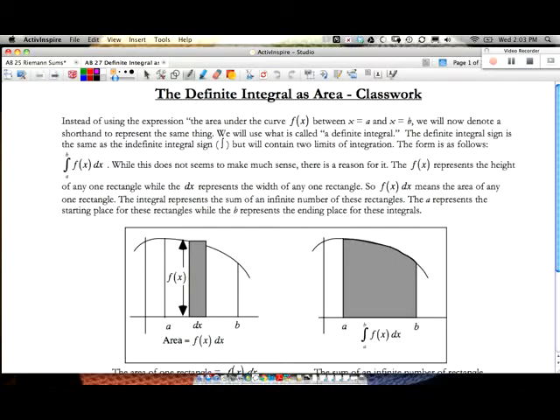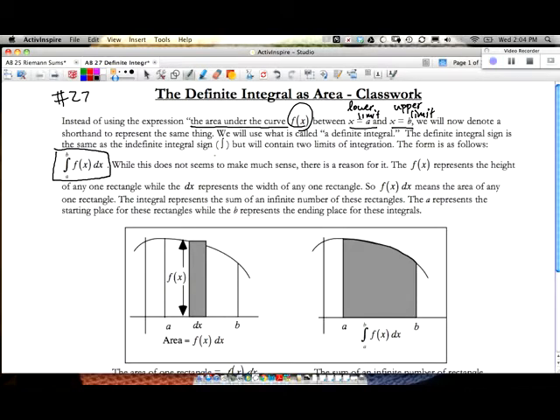Okay, so now we're going to be looking at the definite integral as area, and the way that it's often phrased, and we're on number 27 here in the workbook, is the area under the curve of f of x between x equals a and x equals b. We're going to look at these as a lower limit and an upper limit, from a to b. This is how it's written here.